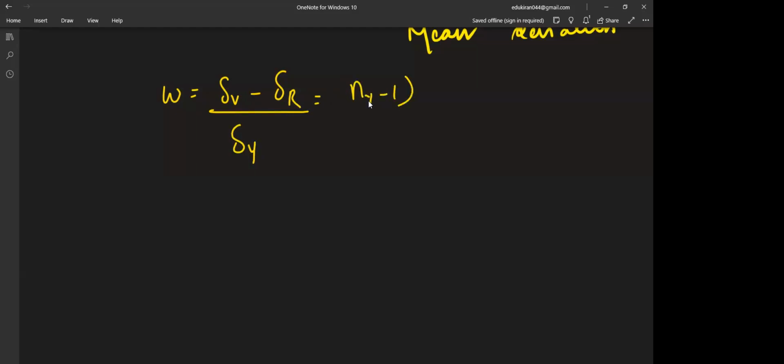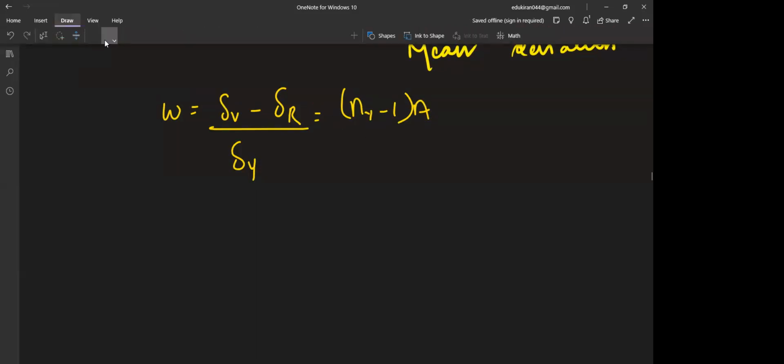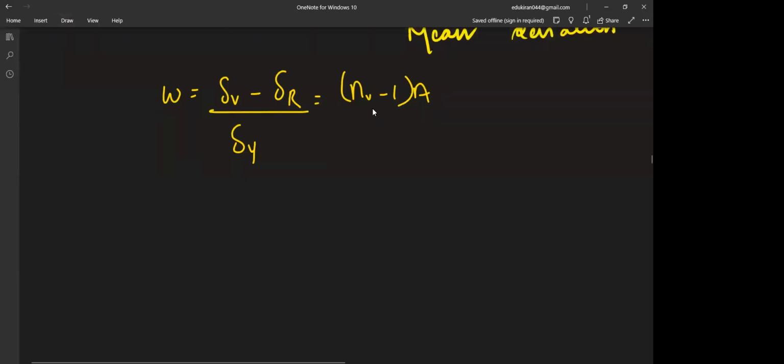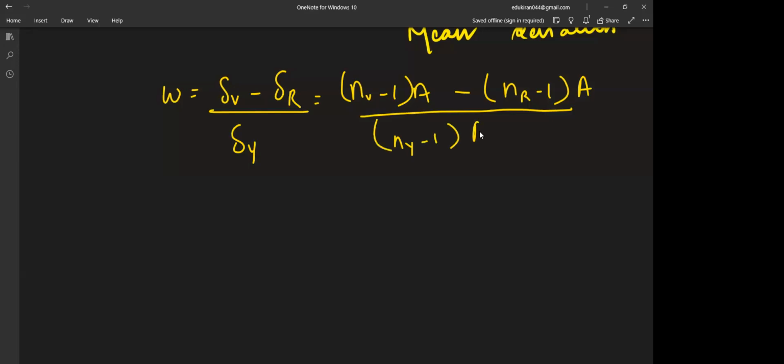(NV minus 1) into A. Oh no, this will be violet. This is not yellow, this one is violet. So this is violet minus (NR minus 1) into A, divided by the angle of deviation for yellow, (NY minus 1) into A. This is how we'll write.